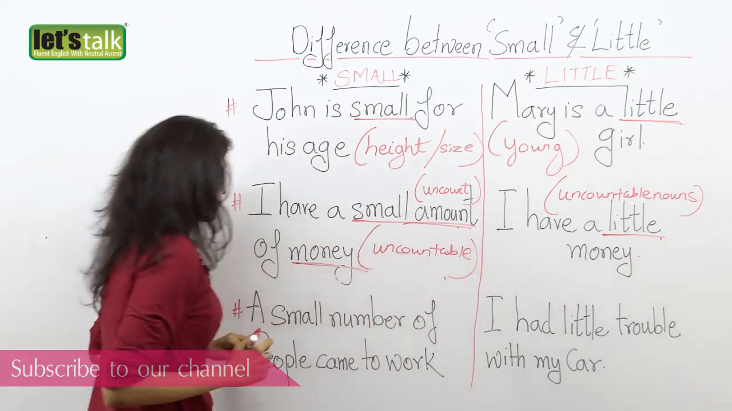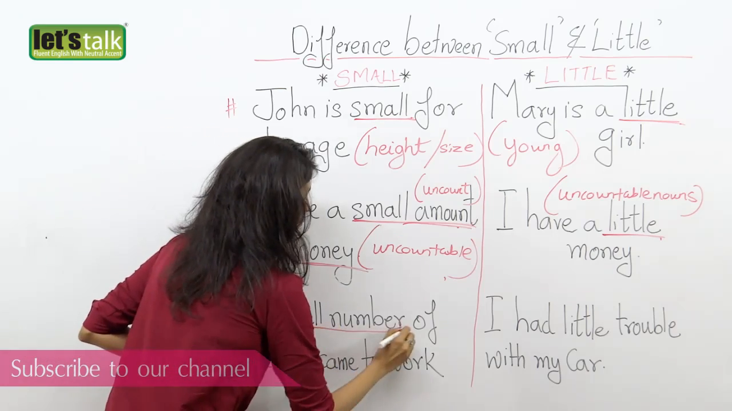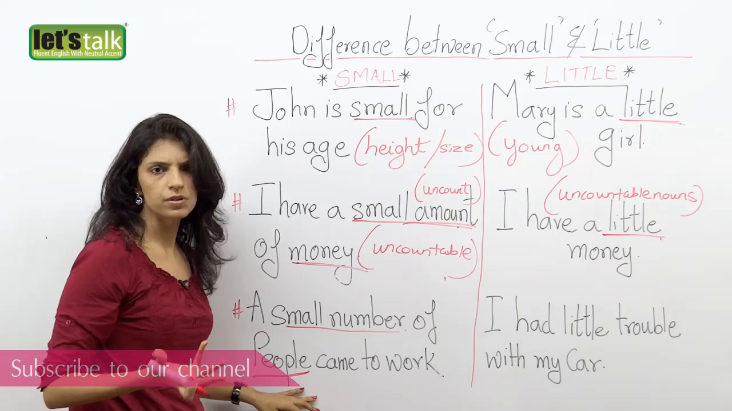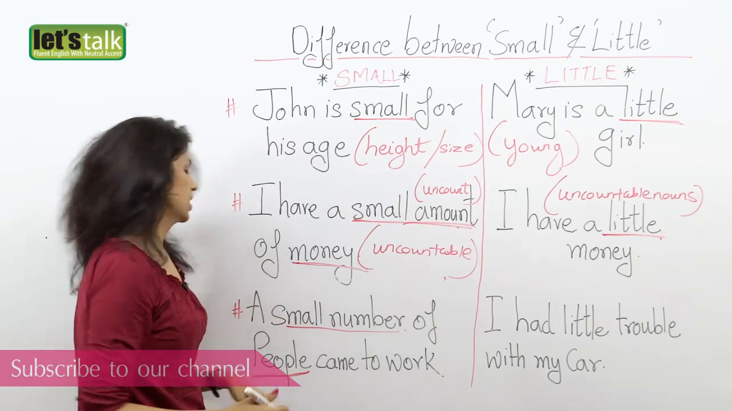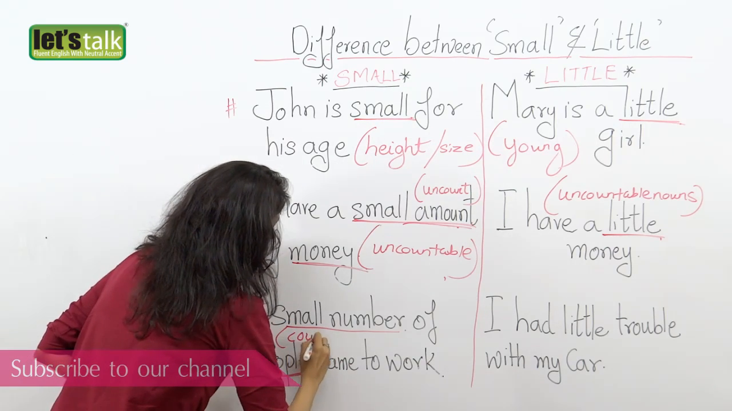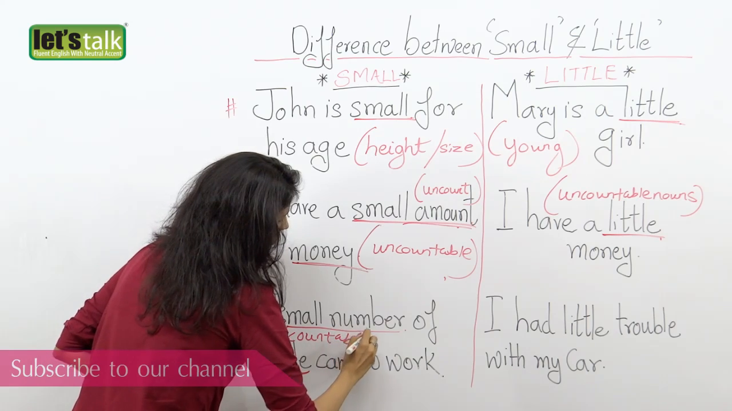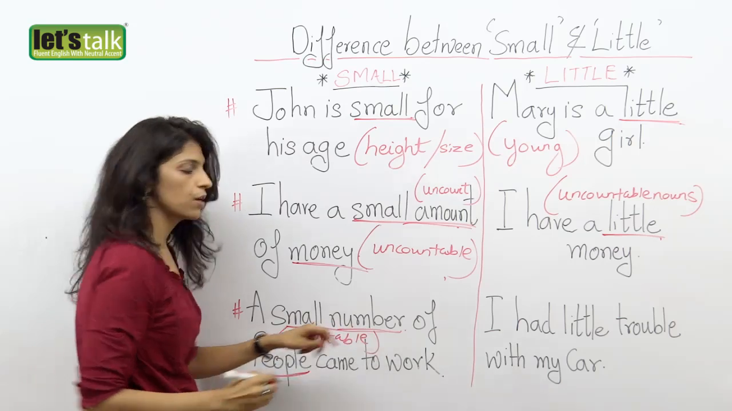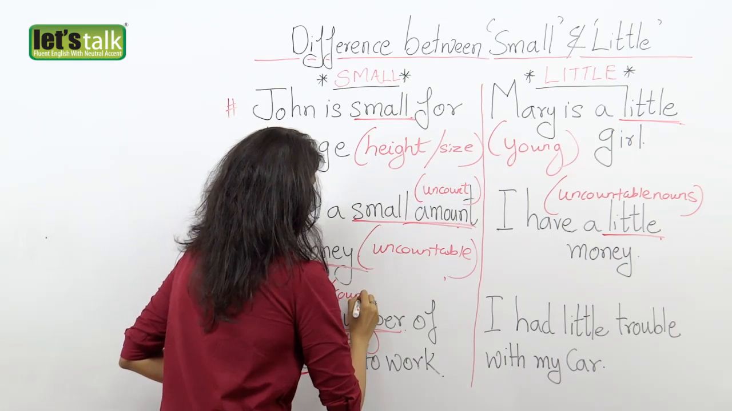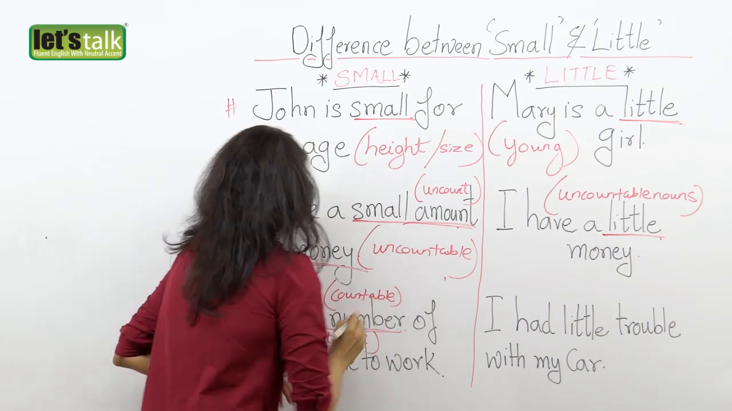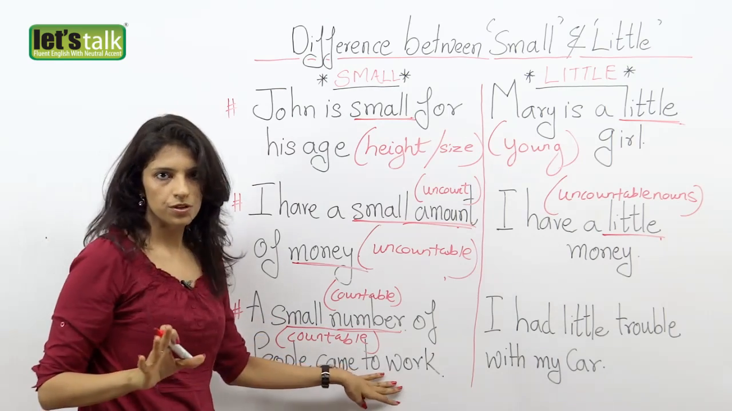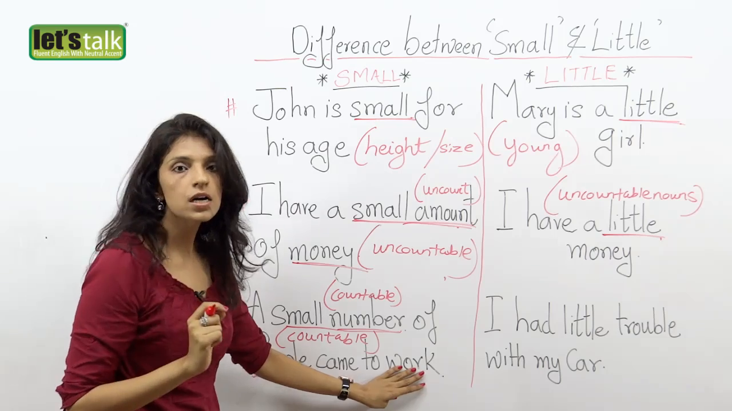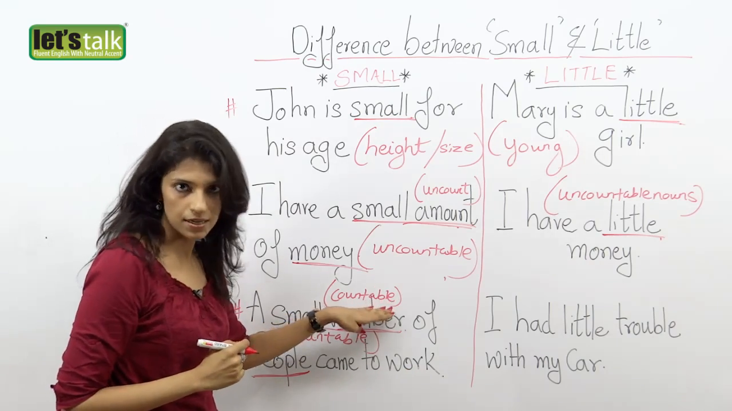The next sentence, a small number of people came to work. Now people is the noun here. Countable, right? You can say 5 people, 10 people. So it is a countable noun. So you always say a small number. Use number for countable nouns. You cannot say a small people came to work. So you always say a small number of people came to work. Remember, small number for countable nouns.